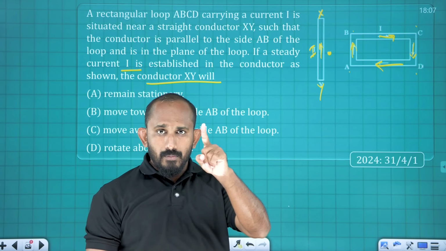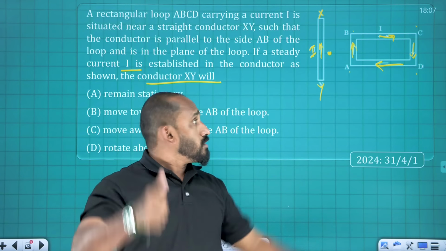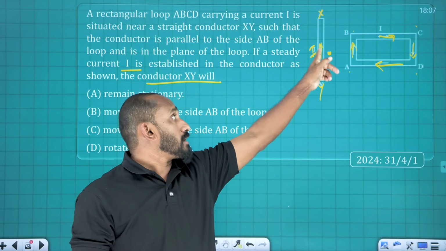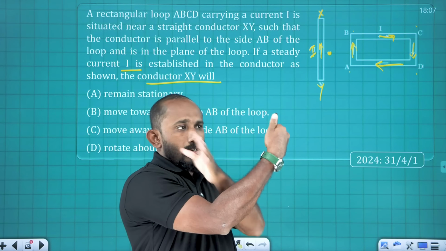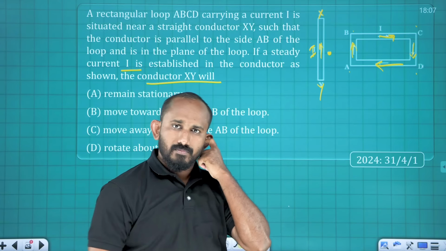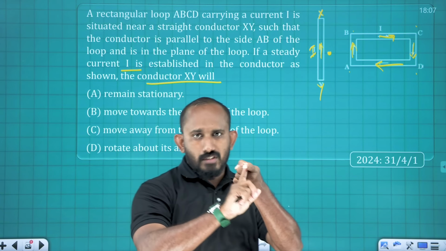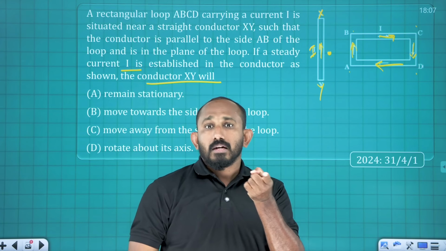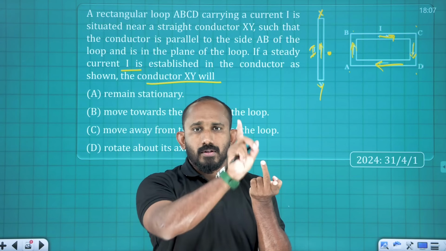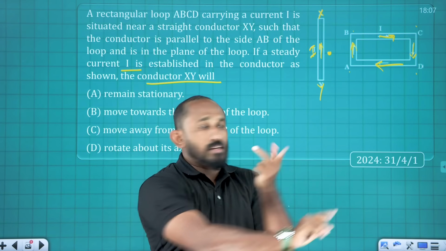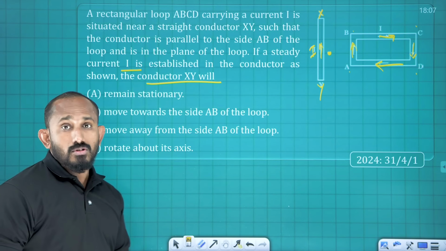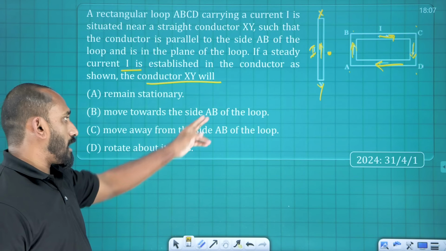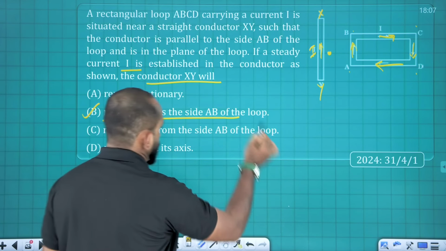So XY. Once more, by using the right hand thumb rule, due to AB, what is the direction of the magnetic field where XY is kept? There the magnetic field will be out of the board because it is on the left side. So it is moving out. So forefinger or index finger there. In the XY place, index finger, the magnetic field is out of the board. Current is upward, so middle finger upward you keep it. Then stretch the thumb, it moves towards the right. So here the conductor XY will have a force which moves towards AB. See the option? Yeah. Move towards the side AB of the loop. That is the correct answer.